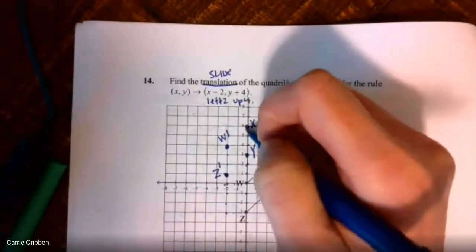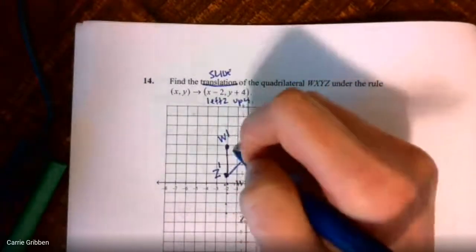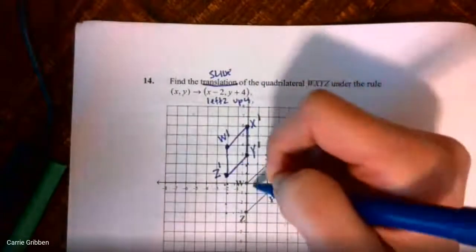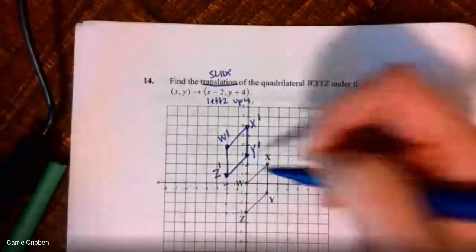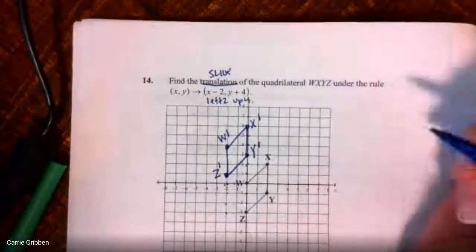And 1, 2, 1, 2, 3, 4. Y prime. Now again, when you connect the dots, and don't forget to do that, you will notice this is congruent to the original. It does not get bigger or smaller, it just slides. Left 2 and up 4. So there it is.